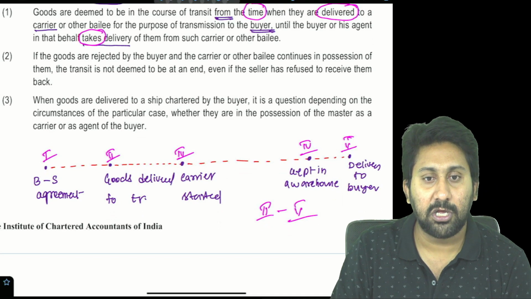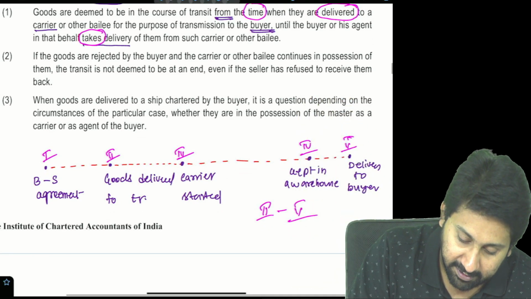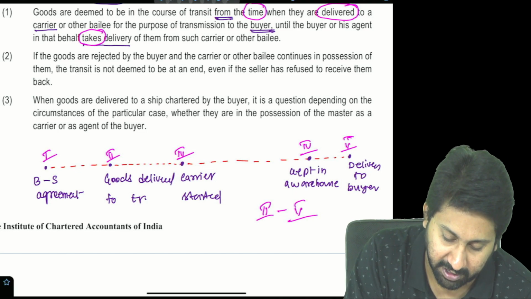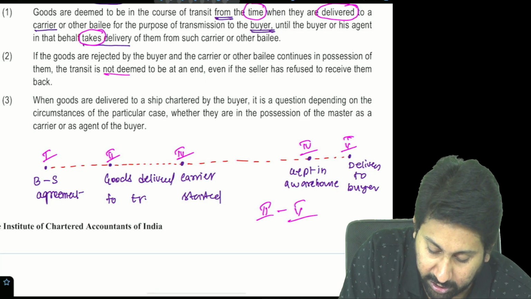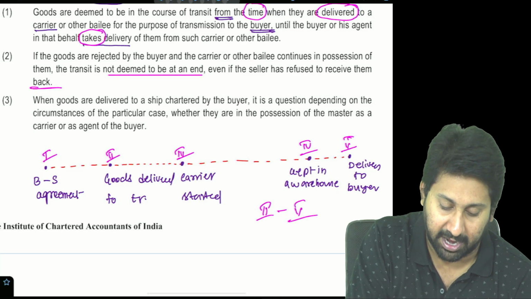Next. Sir, goods are rejected by the buyer. What to do after reaching? If the goods are rejected by the buyer and the carrier or other bailee continues in possession of them, the transit is not deemed to be at an end, even if the seller has refused to receive them back.